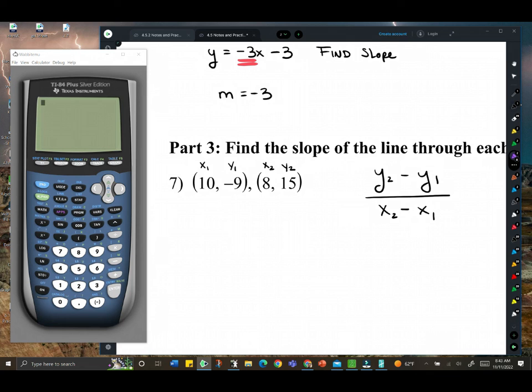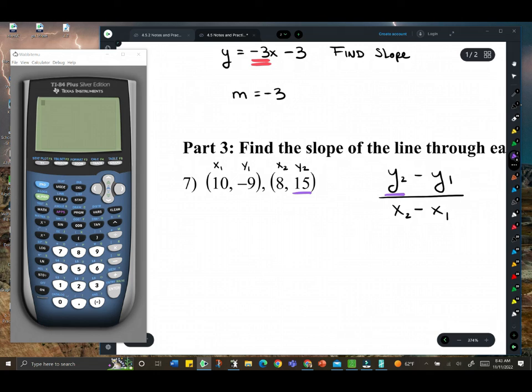From there, we just plug them into the formula. I'm going to use all the colors here to label it out. So 15 minus -9. Be careful writing this out. Notice how I do this, minus a negative. It's going to be very important. All over x2 minus x1. 8 minus 10. Hopefully all these colors help you out.